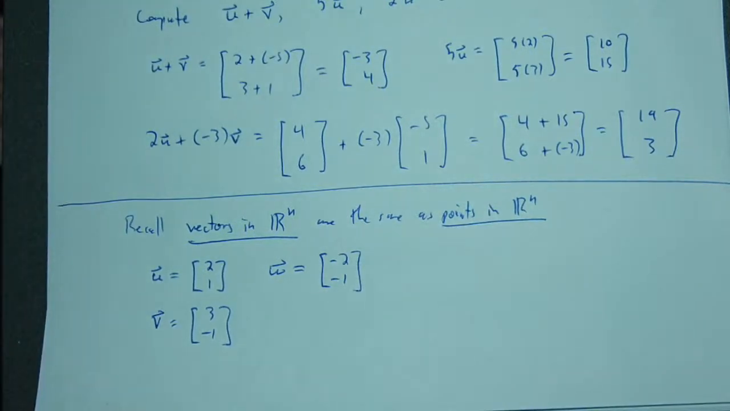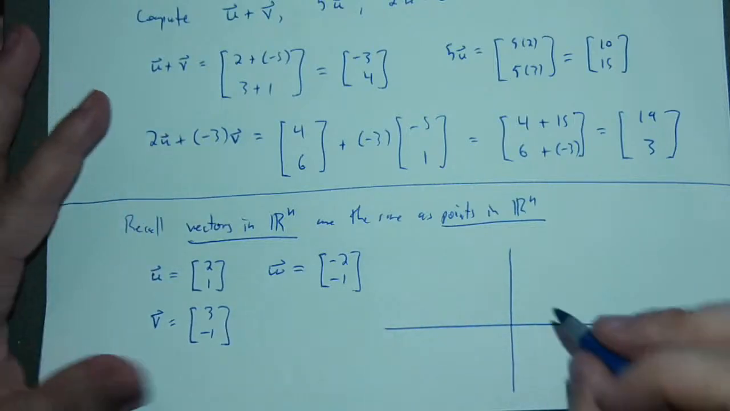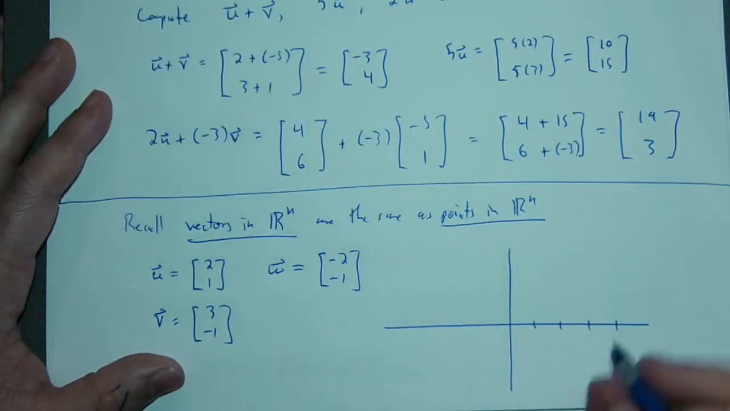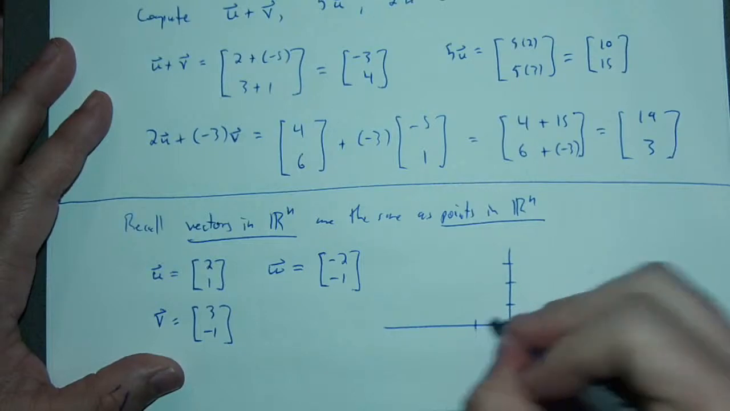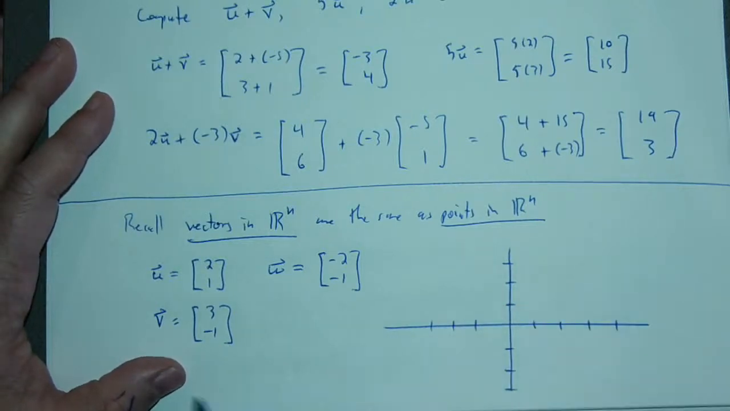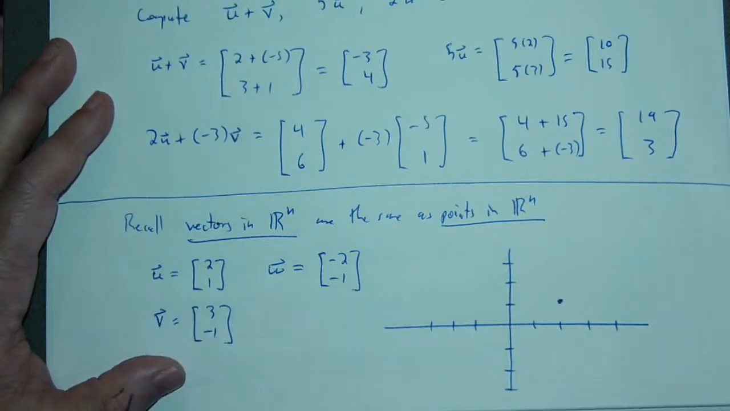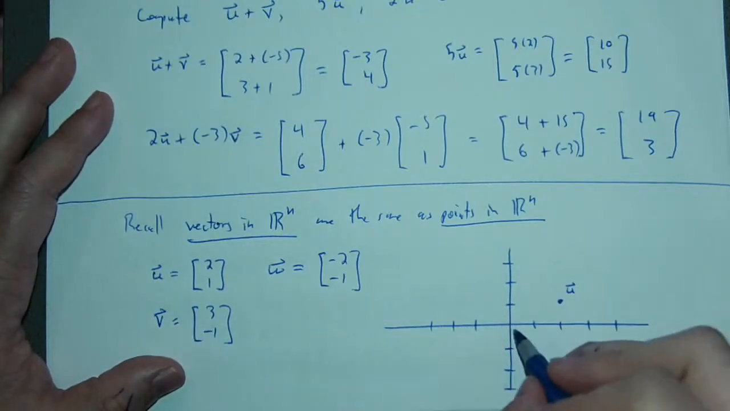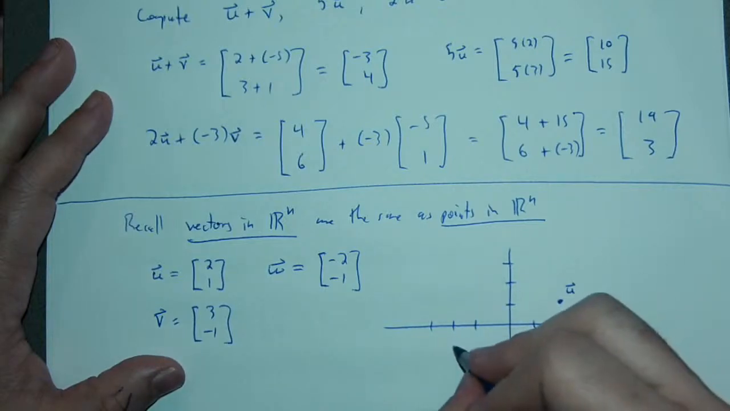Okay. So then geometrically, what are those vectors? Those vectors are just these points. So here's 1, 2, 3, 4. Oh, I only need 3 here. 2, 3. Okay. So the vector 2, 1 is here. There's u. V is 3, minus 1, so here's v. And w is minus 2, minus 1, so here's w.